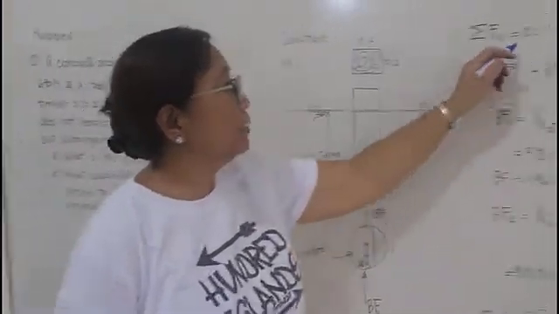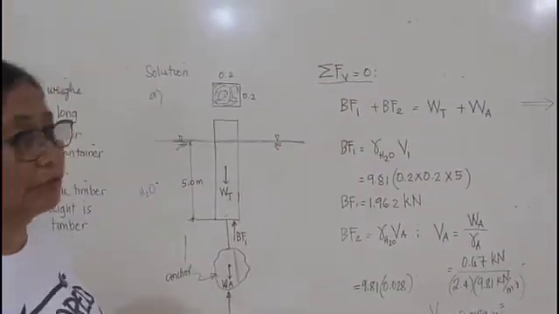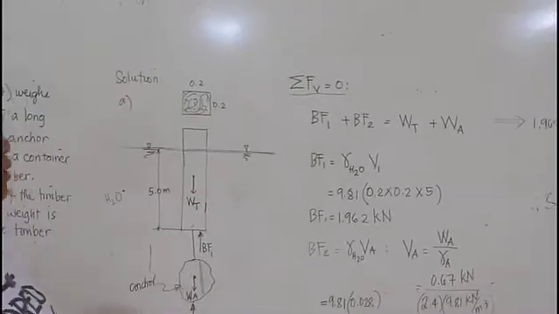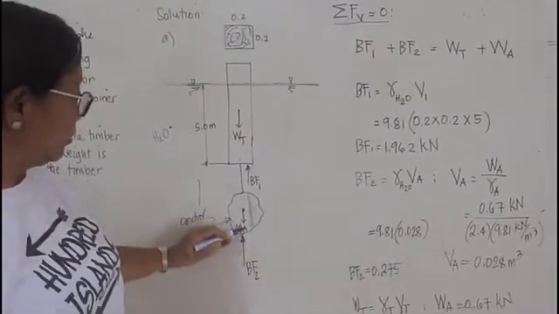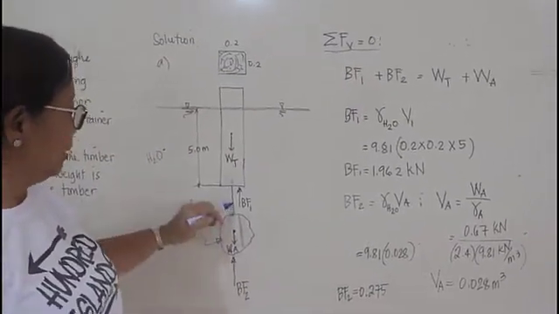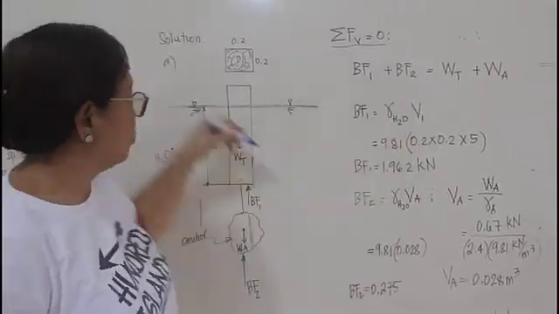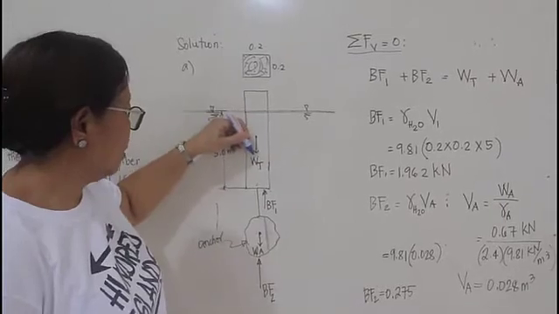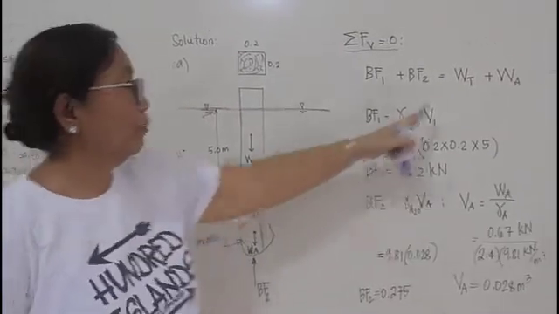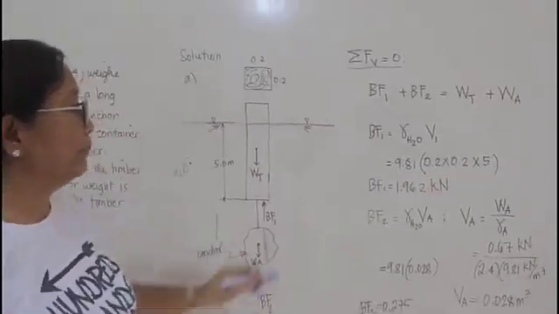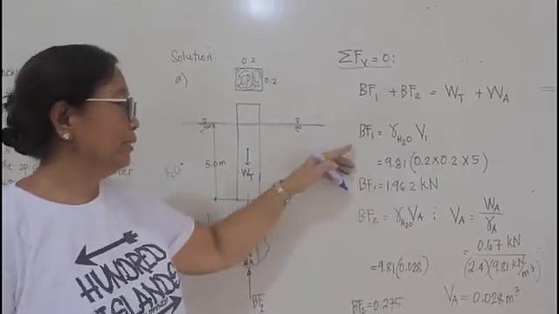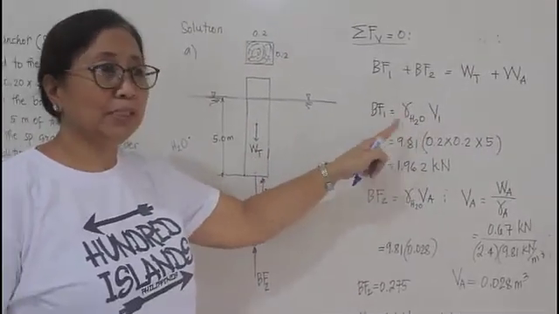So if we apply the principle of mechanics that summation of forces vertical is equal to 0, yung buoyant force acting on the anchor, BF2, plus the buoyant force acting on the timber is equal to the weight of the timber and the weight of the anchor. So ayun yung equation natin. How do we solve for BF1? That is the weight of the fluid that is displaced.